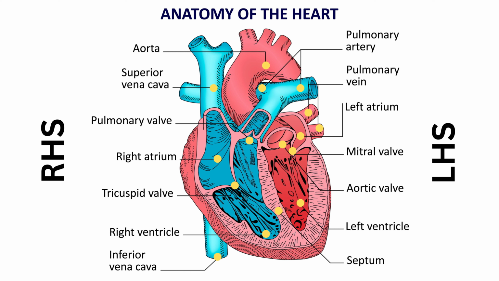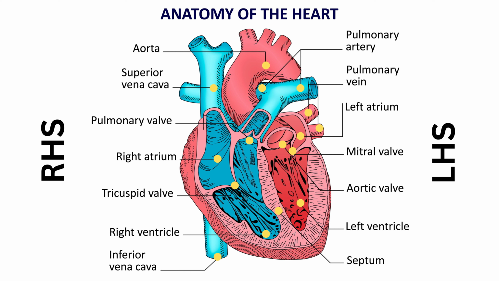The right side has two chambers, the right atrium and the right ventricle. The right atrium and the right ventricle are connected through a valve called the tricuspid valve. Through this valve, the blood flows from the right atrium to the right ventricle. Similarly, the left-hand side has two chambers, the left atrium and the left ventricle. They are connected by a valve called the mitral or bicuspid valve. The valve allows the blood to flow from the left atrium to the left ventricle.